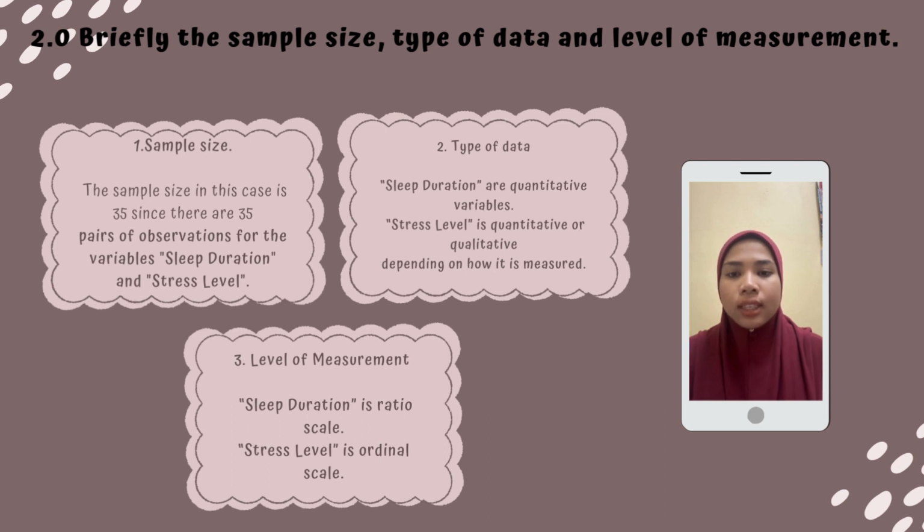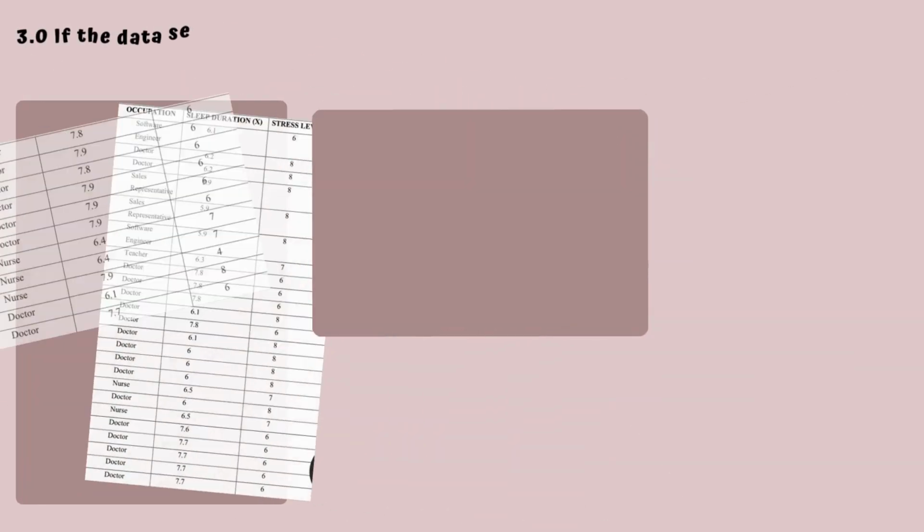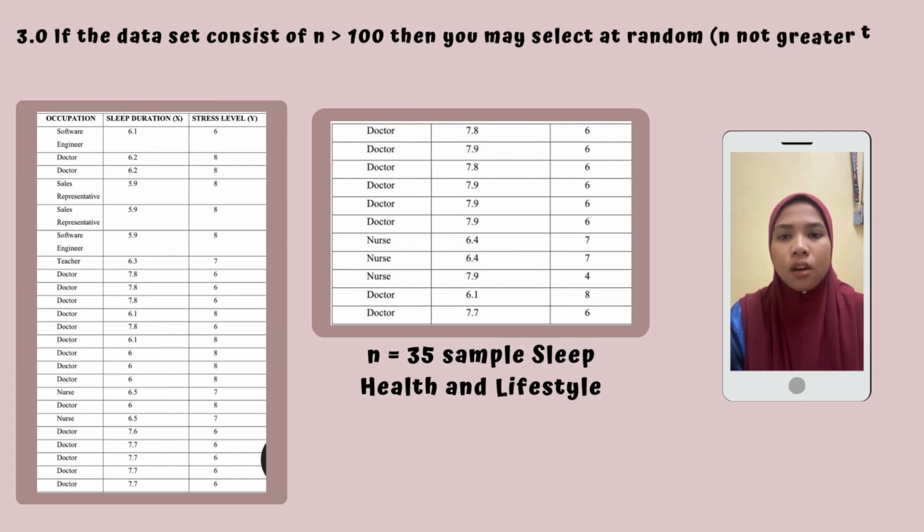Sleep duration is a quantitative variable because the data can be measured numerically or counted by numbers, and stress level is quantitative or qualitative depending on how it is measured. The level of measurement for sleep duration is ratio scale. It is because the ratio scale has a unique feature of absolute zero and it doesn't have negative numbers, while stress level is ordinal scale. It identifies and describes the magnitude of a variable. N equals 35 sample of sleep health and lifestyle because it is more than 30.